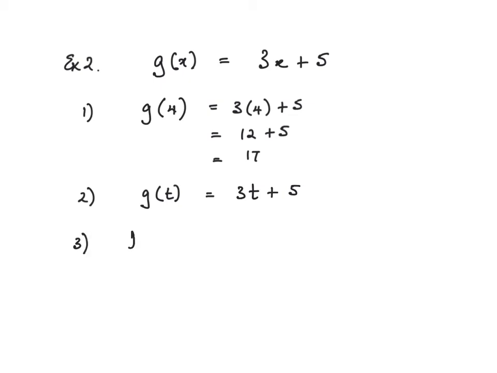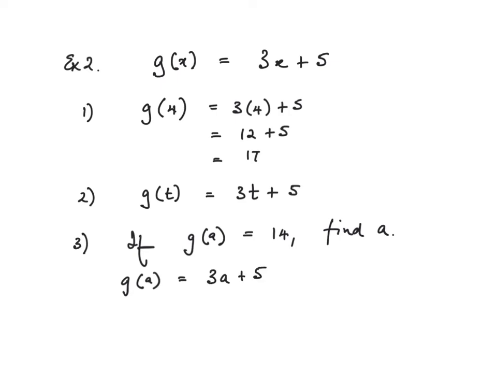Now there is another calculation that we can do. For instance, if g of a equals 14, find a. What it's saying is that, well, first of all, let's write down an expression for g of a. So I'm changing this x to an a, and I'm going to change this x to an a as well. So that's 3 lots of a plus 5. And we know that this g of a, which is 3a plus 5, equals 14.